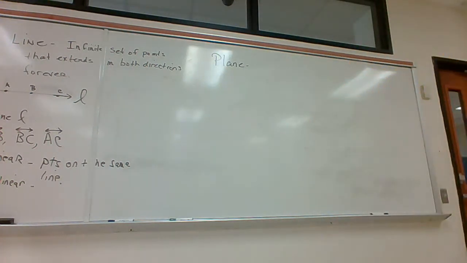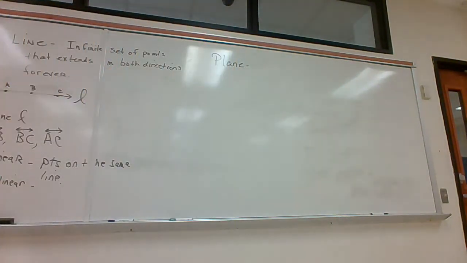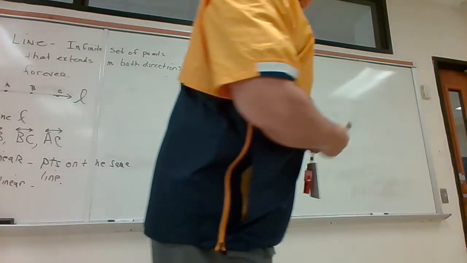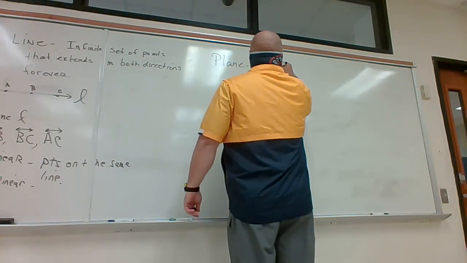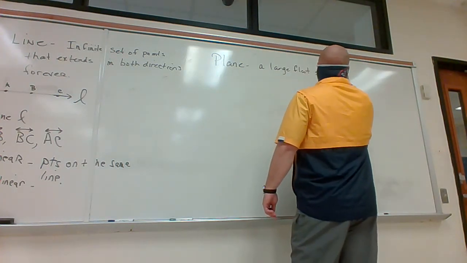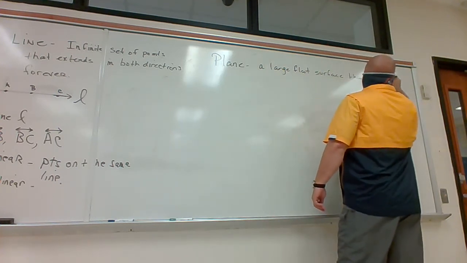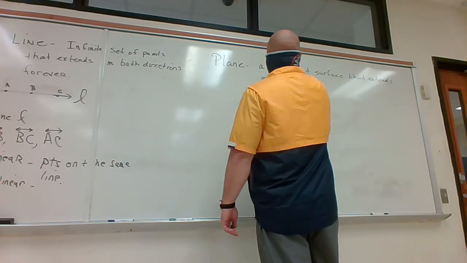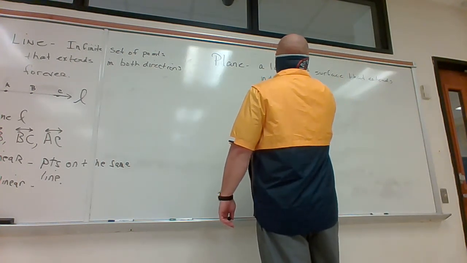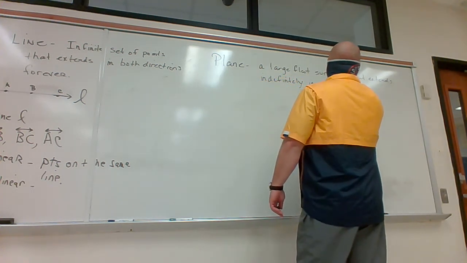Here's what a plane is. Plane, it's in Canvas too, by the way. A plane is this. It's a large flat surface that extends indefinitely in all directions. What does the word indefinitely mean? Forever. In all directions.